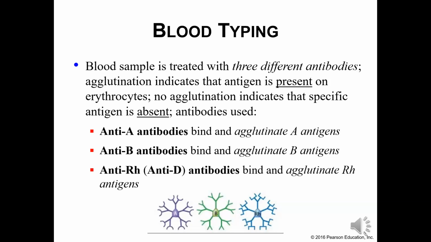Anti-A antibodies will bind and agglutinate A antigens. Anti-B antibodies bind and agglutinate B antigens, as you see in this image here. And anti-RH or anti-D antibodies bind and agglutinate RH antigens, as you can see in this image.